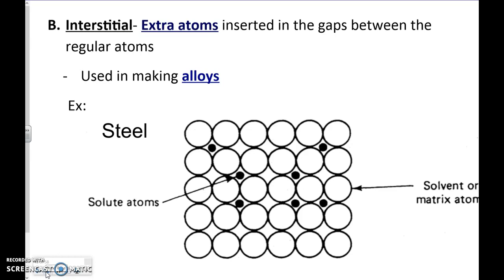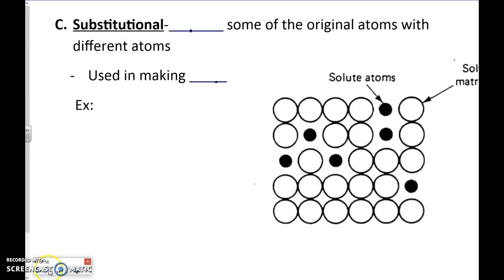The last type of point defect, again, single atom defect, is substitutional. And like a substitute, it replaces something. So you're replacing, it's not disappearing. You're replacing the original atoms with different atoms. Again, this is another way that we use to make alloys.